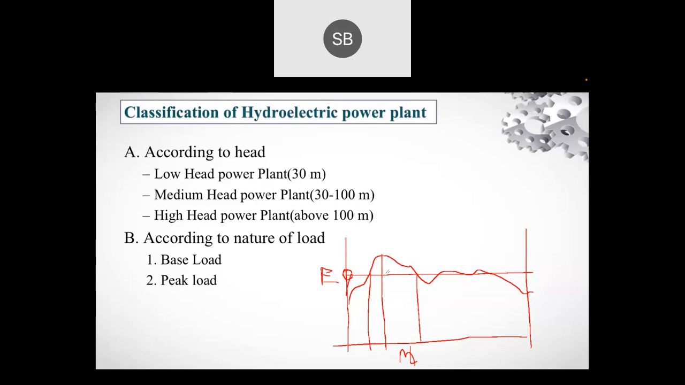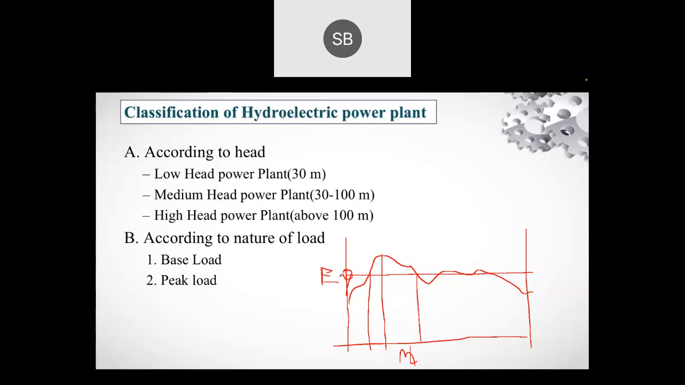And peak load means what? For this particular time only, it may be one month or two months, this particular customer requires a higher load, that is, more energy or more electricity than the base electricity.